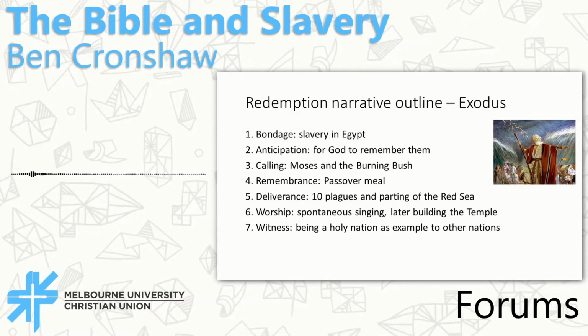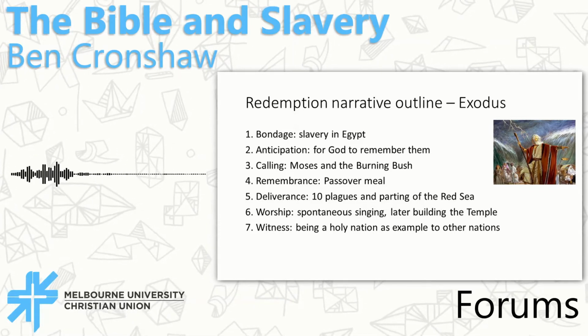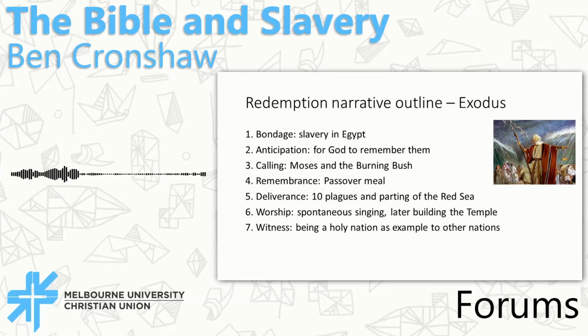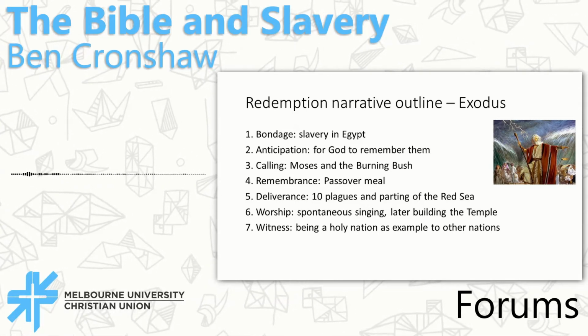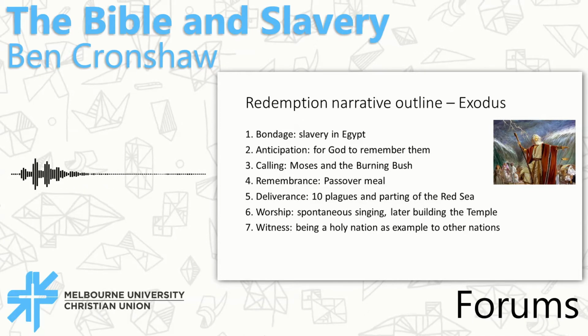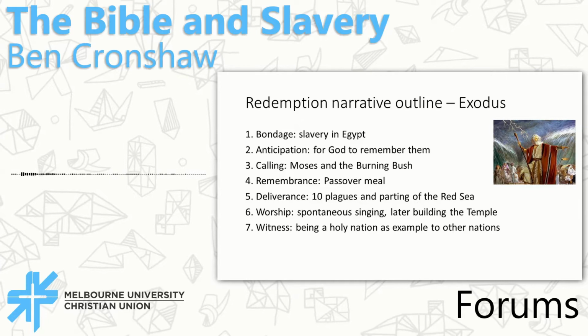In deliverance, through mighty acts of judgment against the Egyptians and Pharaoh's army, including the 10 plagues, God brought his people out of Egypt, and thereafter he provided his people with water and manna and quail until their journey into the promised land.